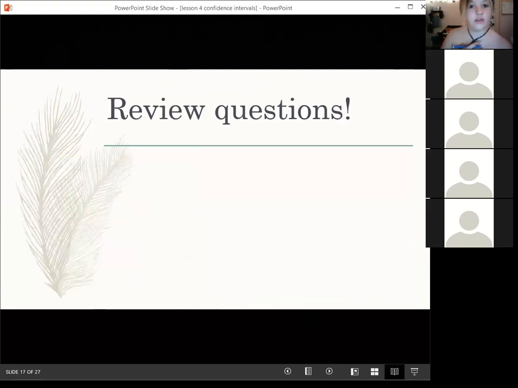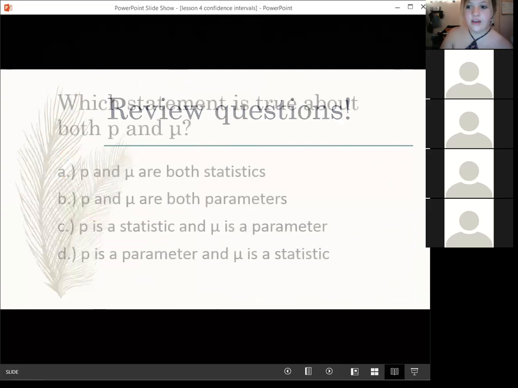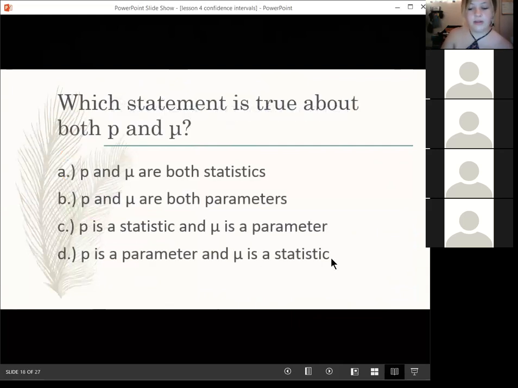Oh, review questions already. How exciting. All right, we have quite a few. Make sure we understand these. If you haven't done this before, we just go through these. I'll give you some time to try to answer them, and then we will review them at the end. So if you're here on Thursday, feel free to answer these again. It's good practice to always try again. It's totally fine if you don't want to, that's okay. So go ahead and try this one. Which statement is true about both P and mu? Look through these answers and let me know what you think.